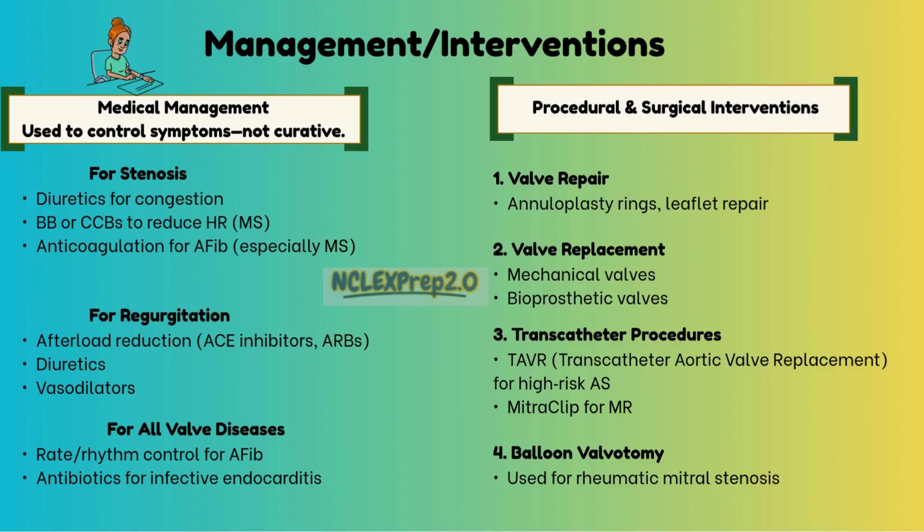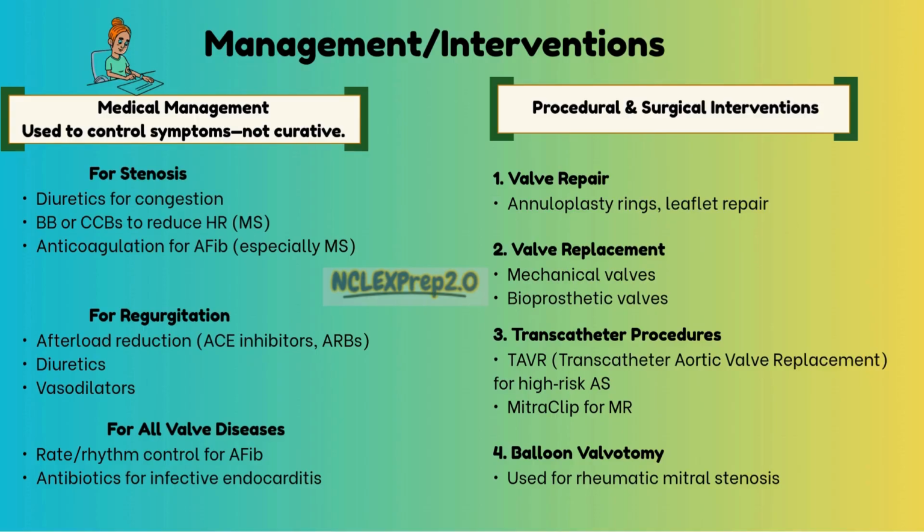Transcatheter procedures, for example transcatheter aortic valve replacement, are done for patients who are high risk and have aortic stenosis, especially the elderly population, because they cannot stand open heart surgery. They can also do a mitral clip for mitral regurgitation, or balloon valvotomy, used for rheumatic mitral stenosis.